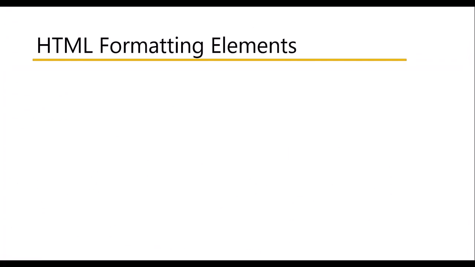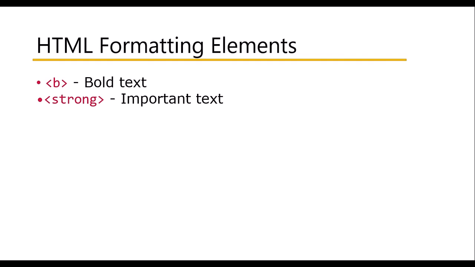HTML elements were designed to display special types of text. Well, there are some HTML formatting elements that we are going to talk about now. The first one is the B element. The B element defines bold text without extra importance. The second one is the strong element. The HTML strong element defines text with strong importance. The content inside is typically displayed in bold.